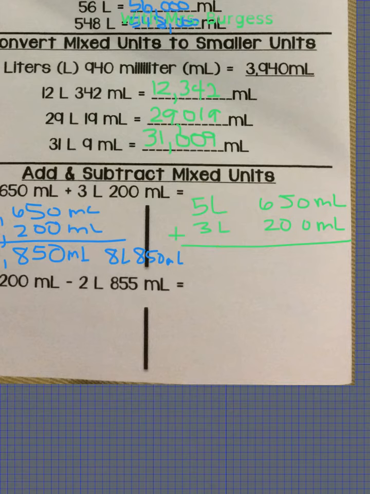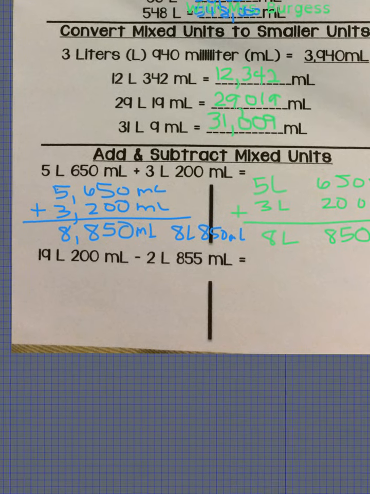Okay? So 650 plus 200 is going to be a 0, a 5, and an 8, 850 milliliters, and 5 plus 3 is 8 liters. Notice those are the exact same as we had before. Okay? So now we're going to subtract mixed units.